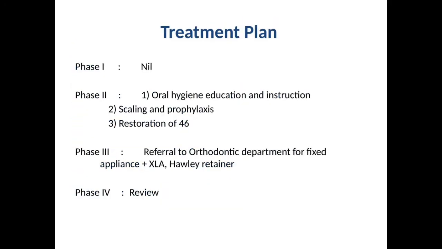For treatment plan, phase 1 would be nil. Phase 2 are oral hygiene education and instruction, scaling and prophylaxis, followed by restoration on 4/6 distal. Phase 3 would be referral to orthodontic department for fixed appliances and extraction together with Hawley retainer at the end of the treatment. Phase 4 is review.